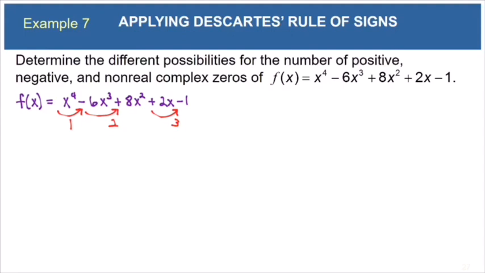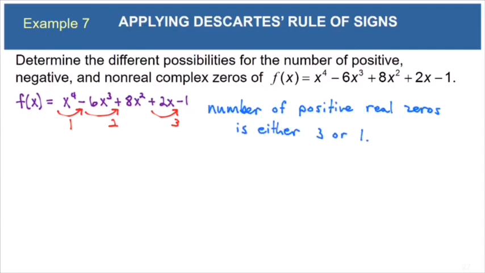Now the smallest even number, of course, is 2. So the number of positive real zeros that we have here is either 3, or it's less than that by 2. So 3 minus 2 is 1. The number of positive real zeros here is either 3 or 1. You can't go smaller than that by an even number again, because if you take away 2 again, you go into the negative numbers, and that doesn't make sense.